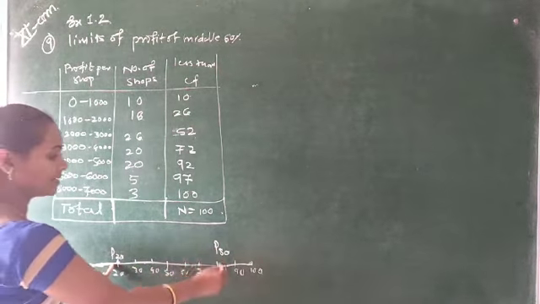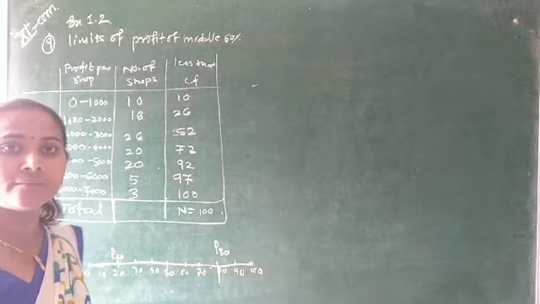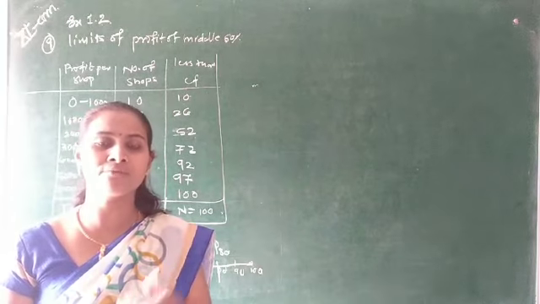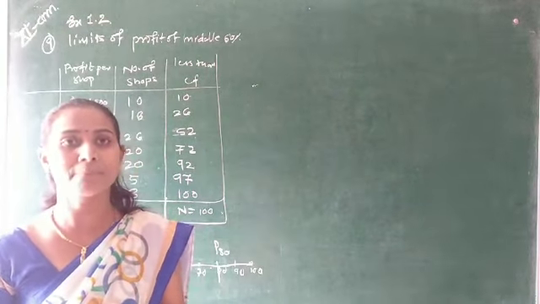That is P20 and P80 are the limits of 60%. So if we have to find limits of 50%.